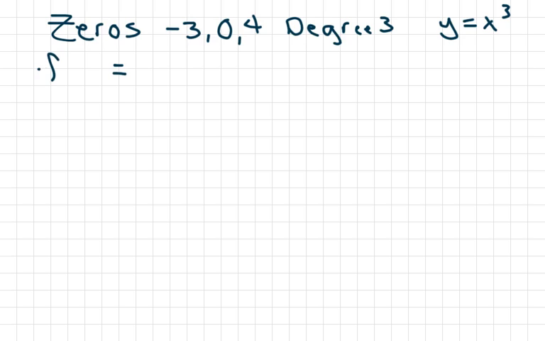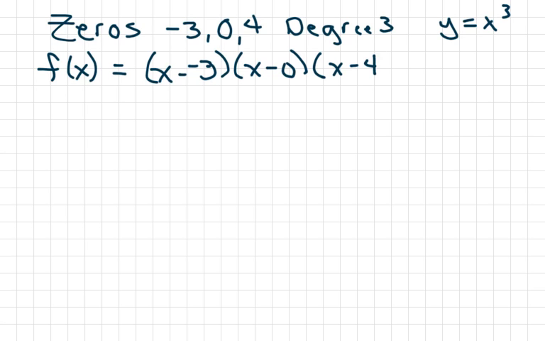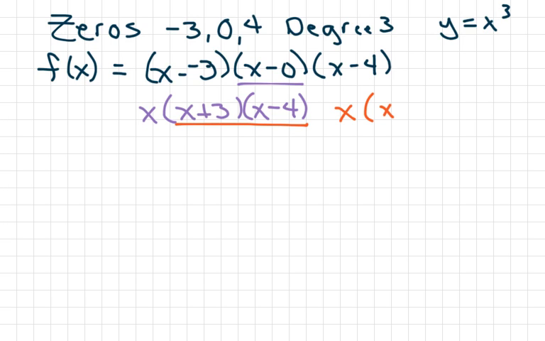Alright, f of x. So I'm going to write x minus a -3, x minus 0, and x minus 4. Now, if you will, what I'm going to do is take care of this one first. X minus 0 is just x. Then we're going to have x plus 3 times x minus 4. Now, in this case, I'm going to go ahead and FOIL that out. This is just going to be x. So then I'm going to have x squared minus x minus 12.